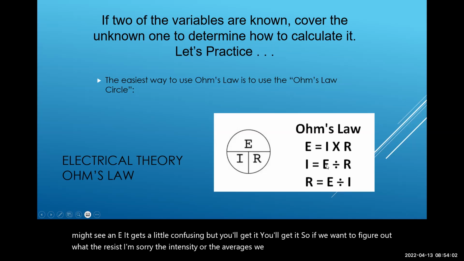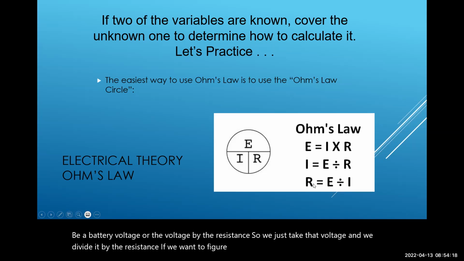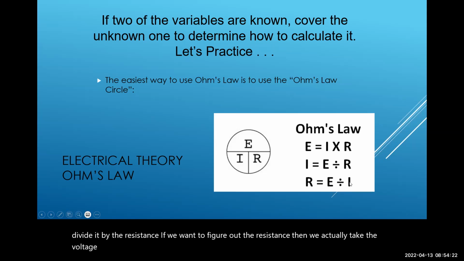If we want to figure out the intensity, or the amperage, we take the battery voltage and divide it by the resistance. If we want to figure out the resistance, then we take the voltage and divide it by the amperage. All right, so let's try this out.